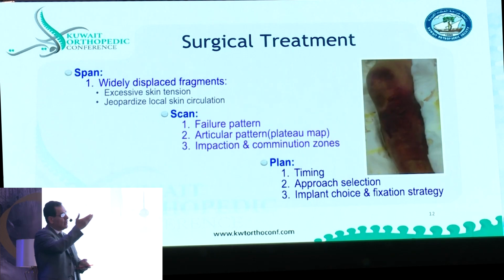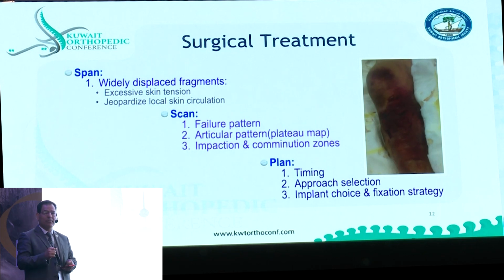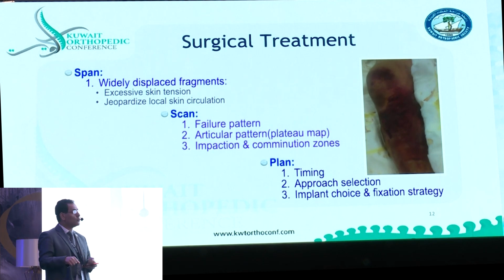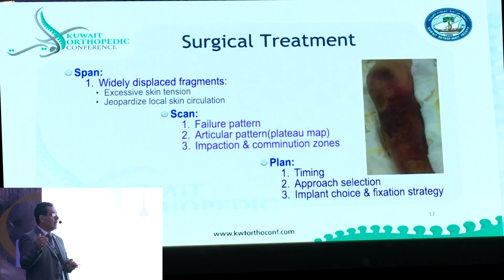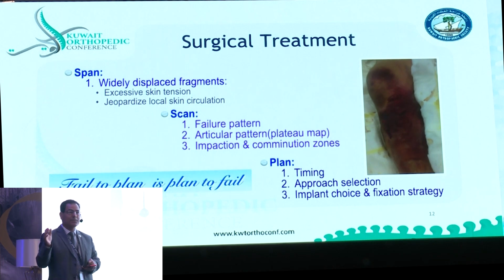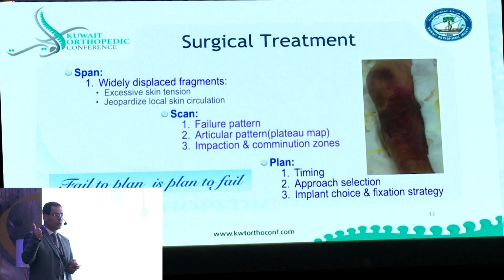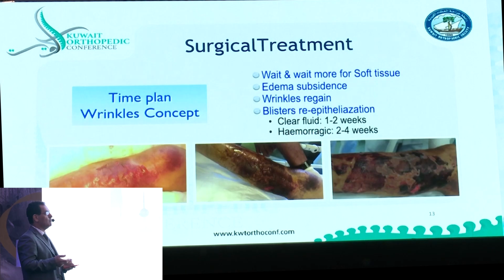If you have a patient like this, with a soft tissue problem, will you do a single stage? No. You must do a two-stage procedure. You will start with a spanning fixator to restore the alignment of soft tissue and relieve tension of soft tissue. Then scan, assess the fracture pattern, assess the plateau map, assess impaction and depression zones, and then plan. And remember, failing to plan is planning to fail. Plan the timing, approach selection, then implant choice and fixation strategy.